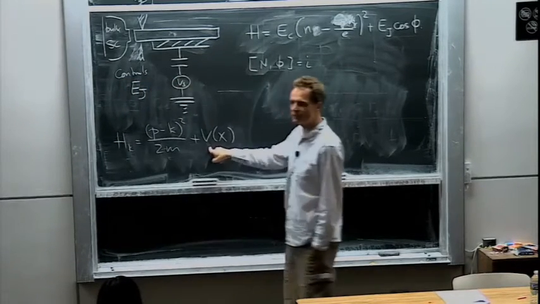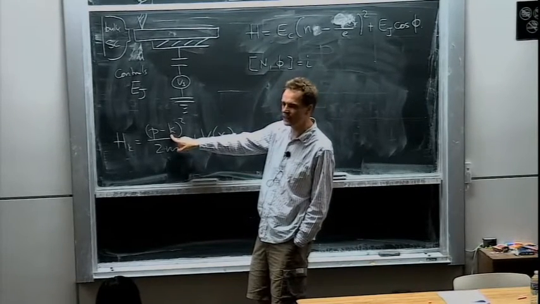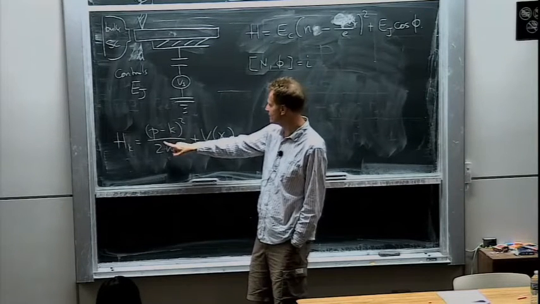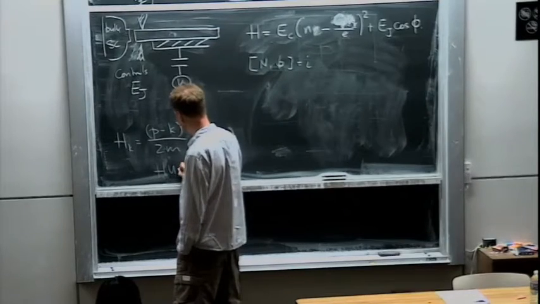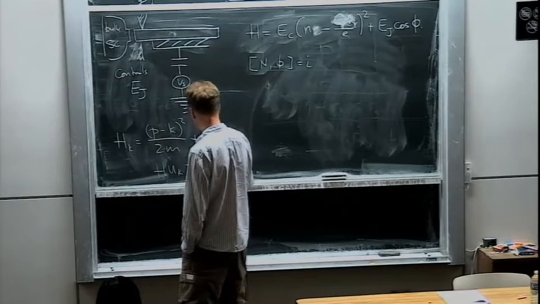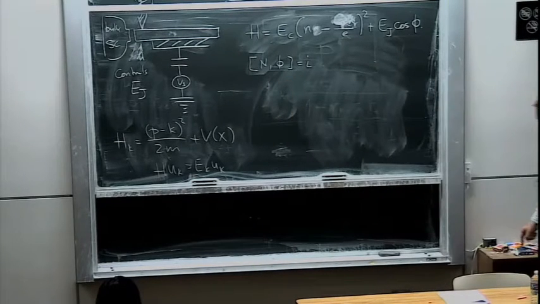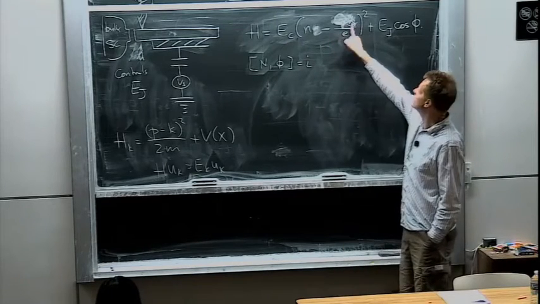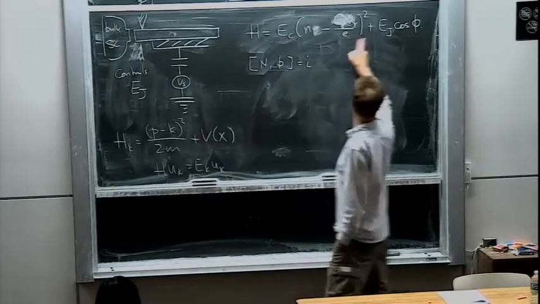if V of x is my periodic potential, and I already took the e to the ikx factor out of the Bloch wave function, then I get p minus k. And this is the Hamiltonian for the periodic part of the Bloch wave function that determines the bands. Okay. So this looks exactly the same. So the gate voltage basically acts like the Bloch momentum, and here we have a periodic potential.